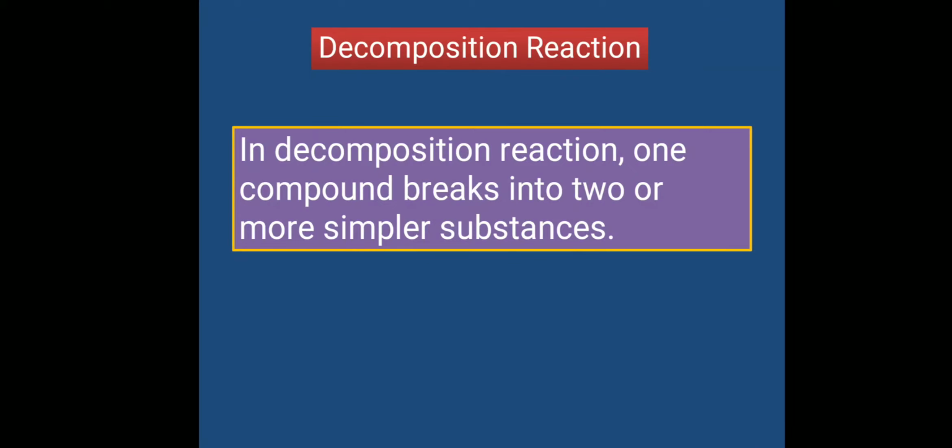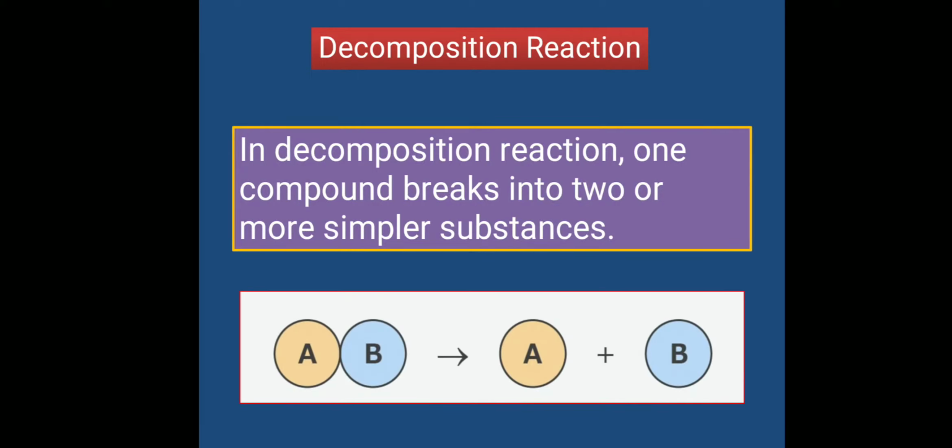The decomposition reaction. In the decomposition reaction, one compound breaks into two or more simpler substances. Let's say we have a substance AB, it decomposes and breaks down into two substances A and B. This is a decomposition reaction. In a decomposition reaction, you have two or more products, but remember only one single reactant.